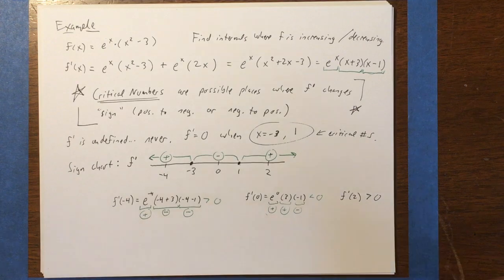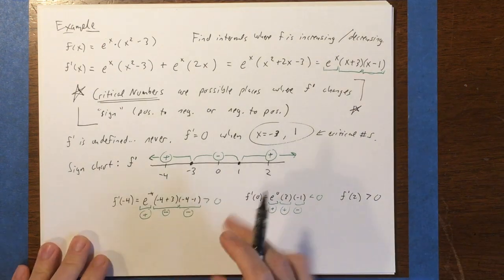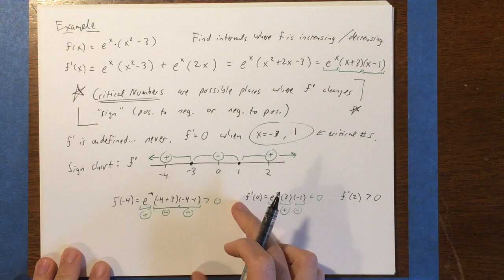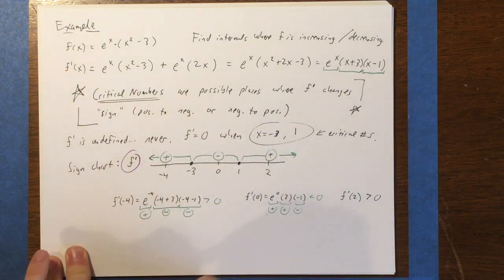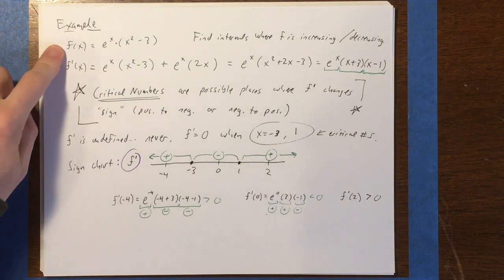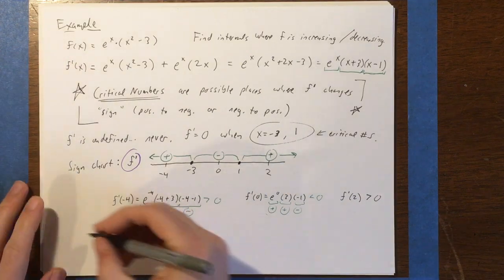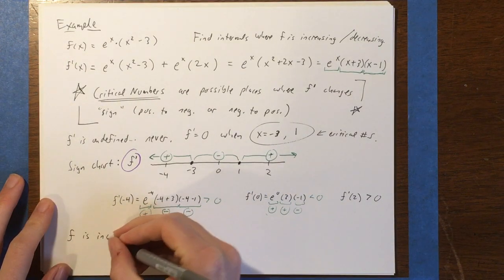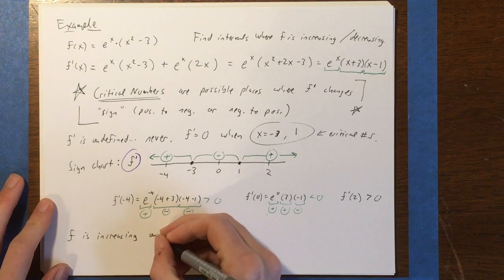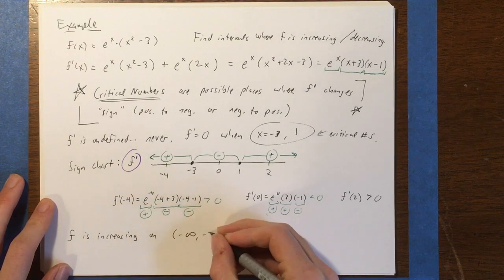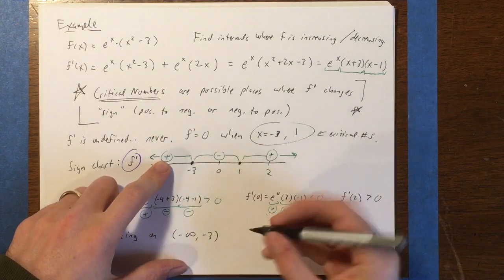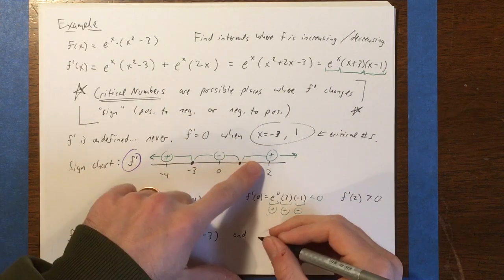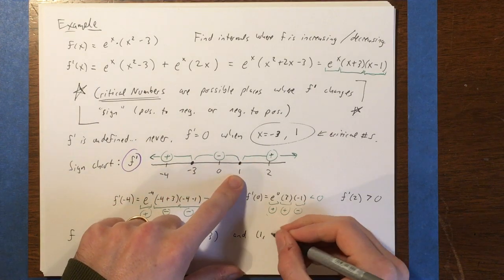So now we can make a conclusion from this sign chart. Because this is a sign chart for f prime, we're talking about the sign of the first derivative, and the positives and the negatives correspond to when f, the original function, is increasing or decreasing. So we can conclude that f is increasing on the interval -∞ to -3. That's this interval on the left over here. And also on the interval from 1 out to infinity.